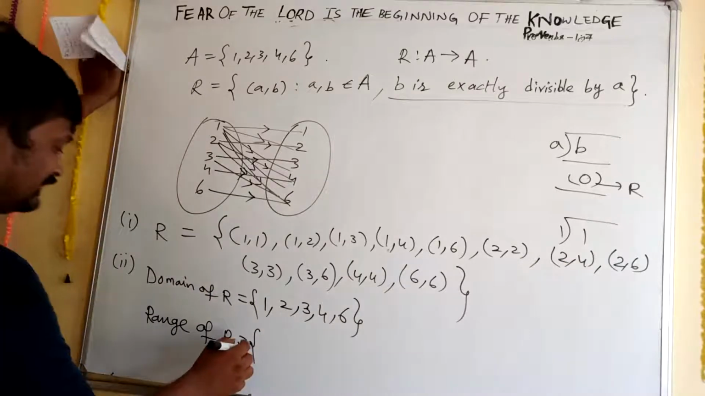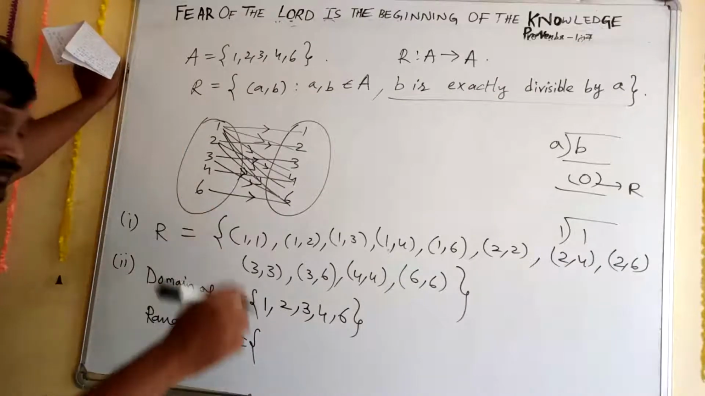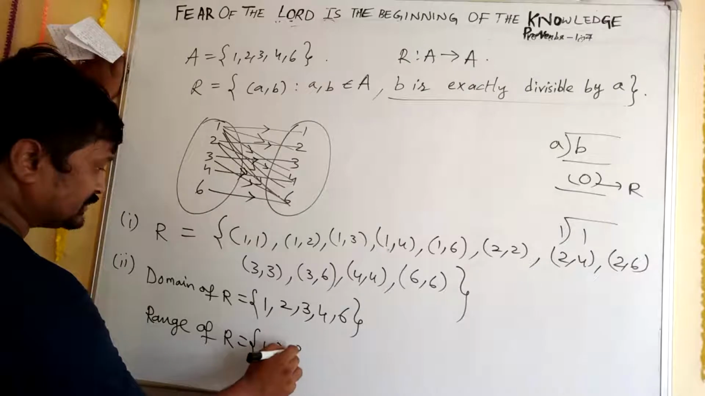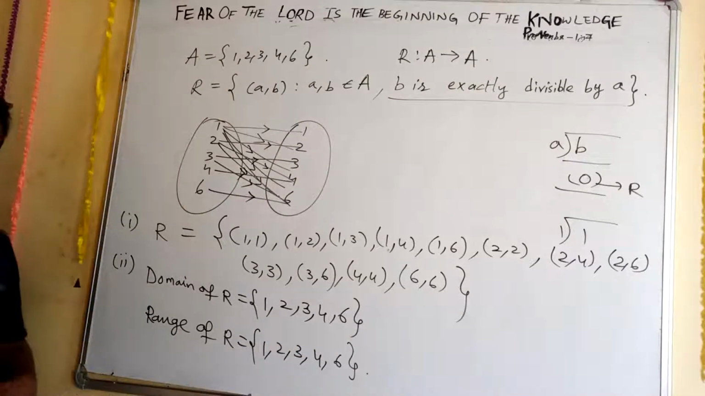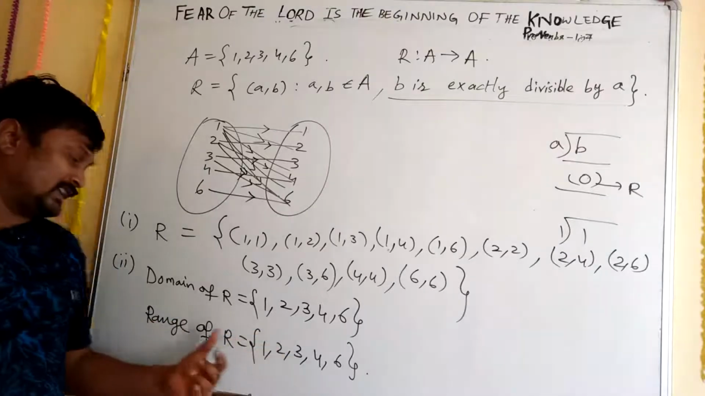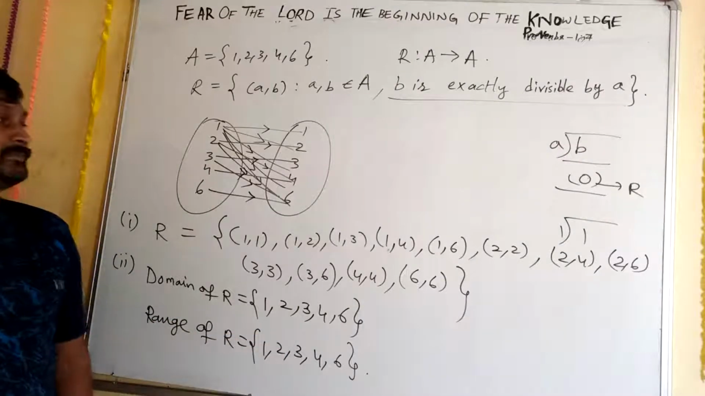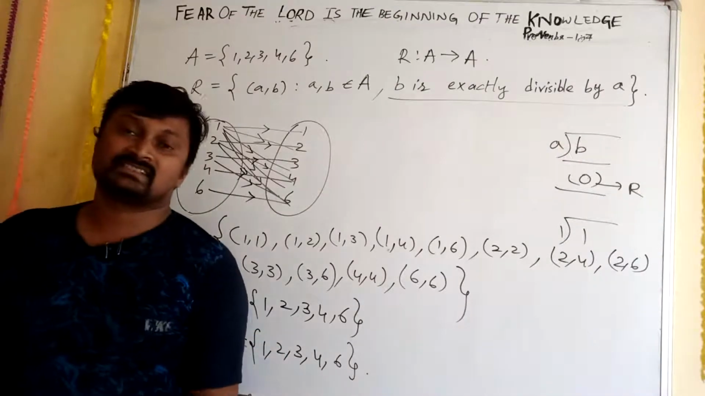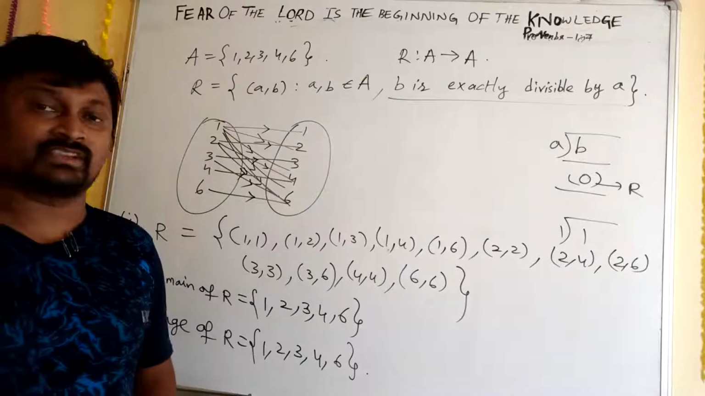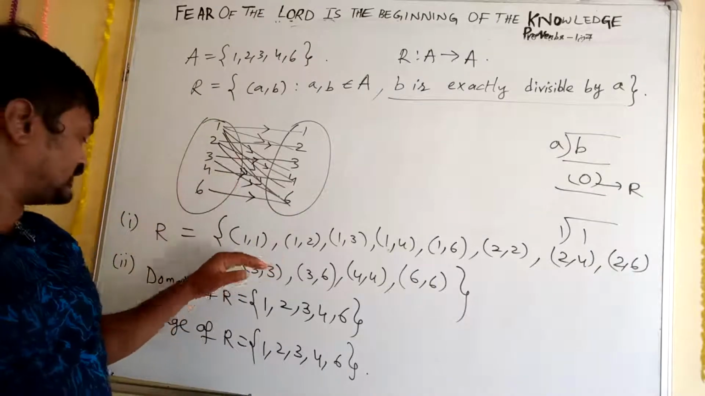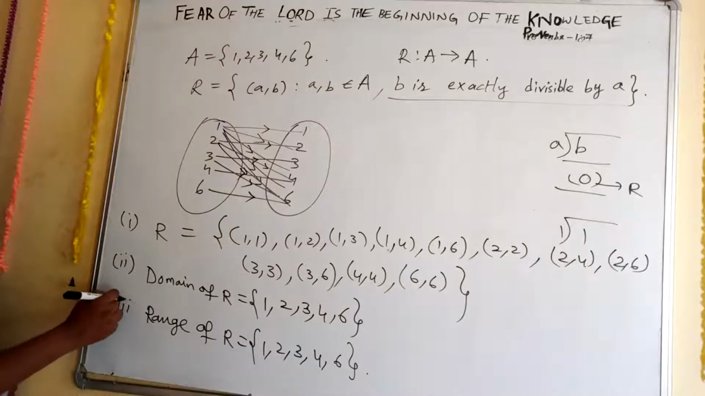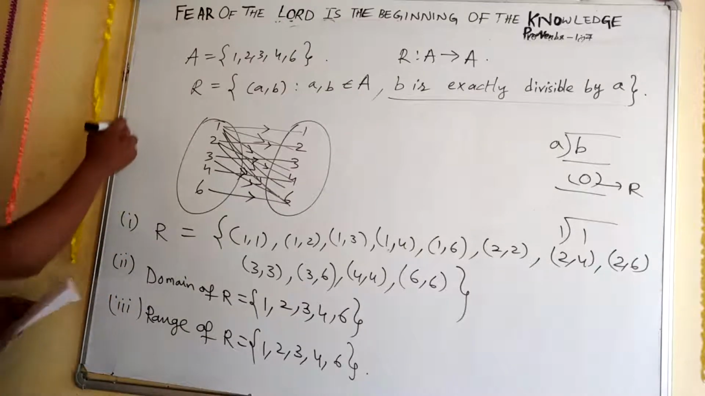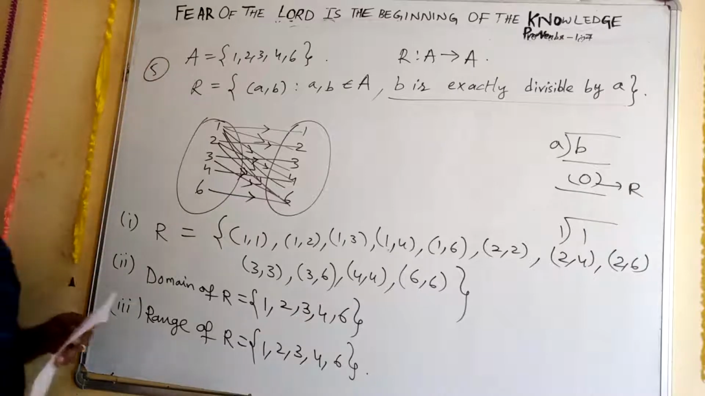So now we can write which are repeated only once, we have to write again. 1, 2, 3, 4, 6. So domain of R also same and the range of R also same. So 1, 2, 3, 4, 6. So I hope you all understood this. So this is about your relation and domain and then range. So that is about your problem number 5.